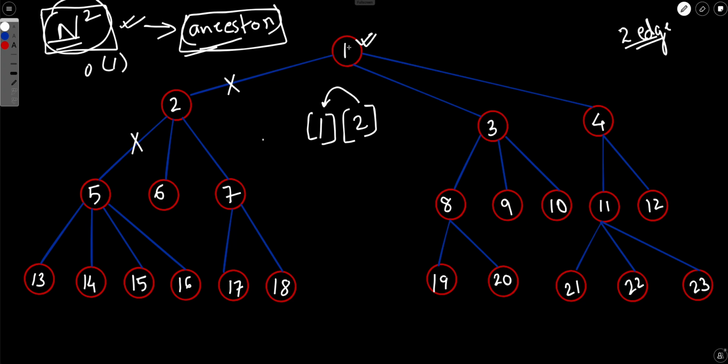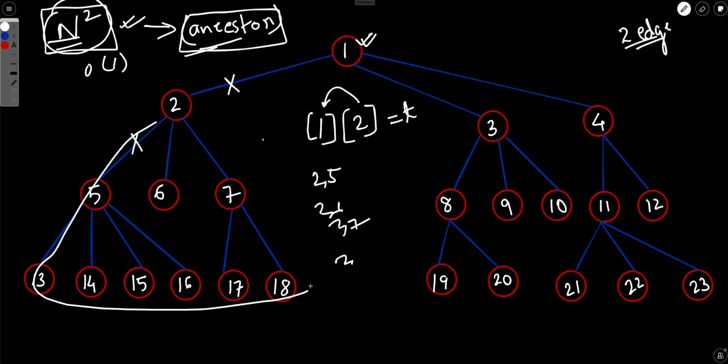So for one, what you will do, you will iterate over the entire tree and populate this entire piece with true, right? Similarly, for 2, you can mark 2 comma 5, 2 comma 6, 2 comma 7, 2 comma 13 as true. Basically you iterate over the entire tree and just mark 2 comma 5, 2 comma 6, 2 comma 7, 2 comma 18, 2 comma 17 as true.